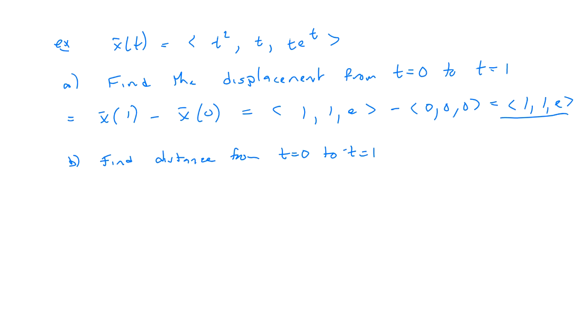So part B, let's find the total distance from 0 to 1. And so as someone said in the last one, our first step is we have to get the velocity. And how do I take the derivative of a vector? I just take the derivative of each piece, so component by component. So the derivative of t squared by itself, derivative of t by itself, derivative of t times e to the t by itself.